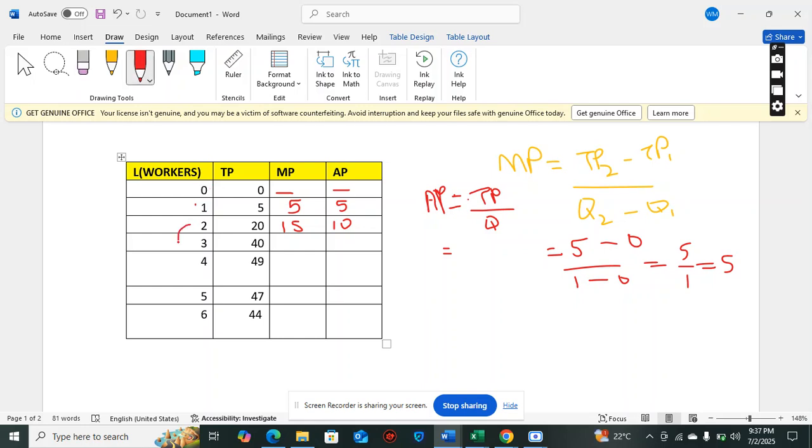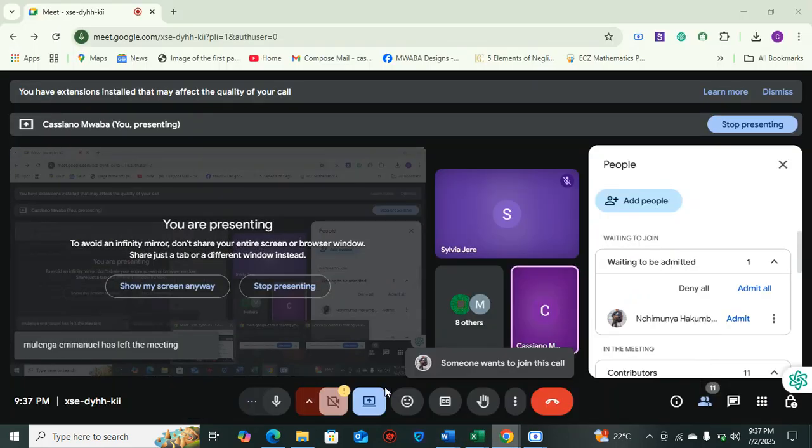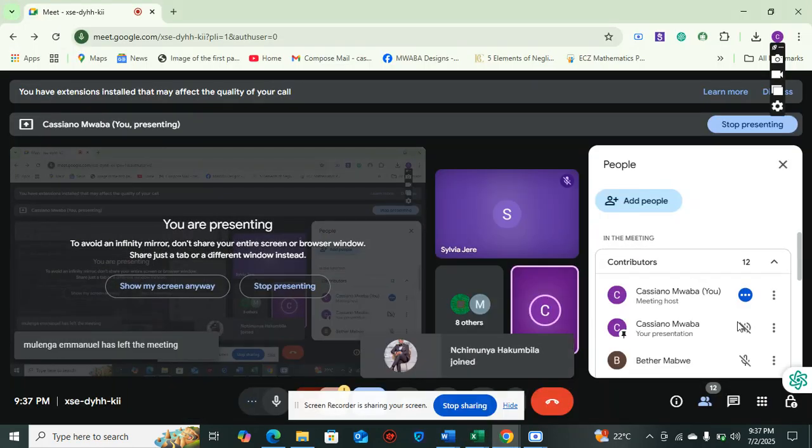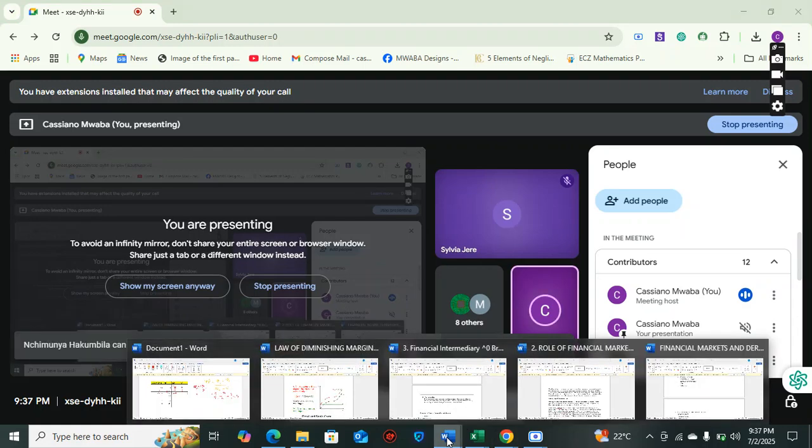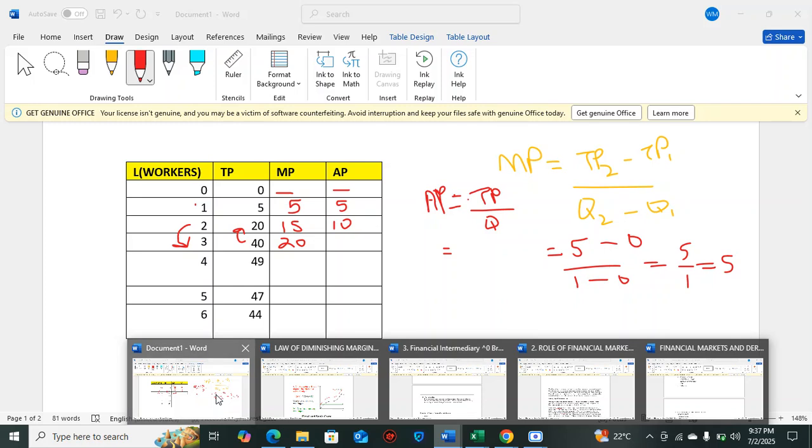From 2 workers, now you've brought in a third worker. Total output has increased to 40. So what's the additional output brought in by this worker? You're going to say 40 minus 20, that is 20. So this third worker has brought an additional output of 20 shirts. Remember, you've only got one machine. Now you've got 3 workers on one machine, so they are utilizing the machine well.